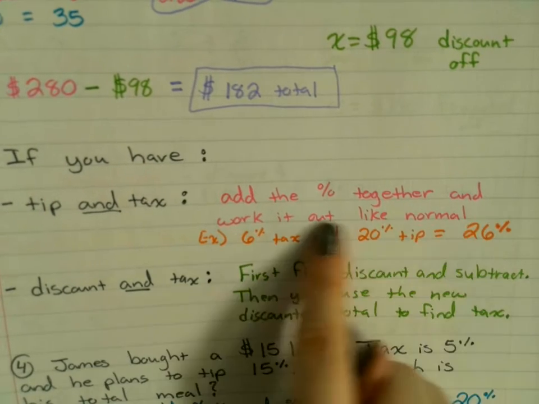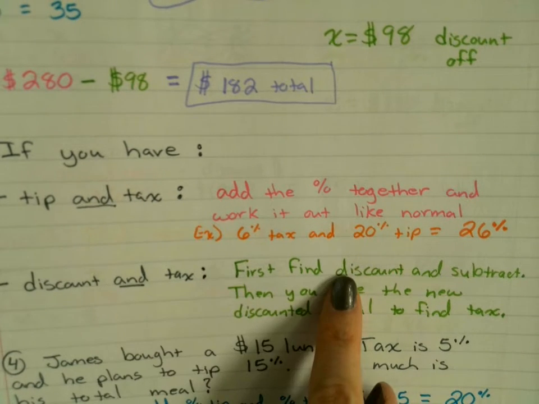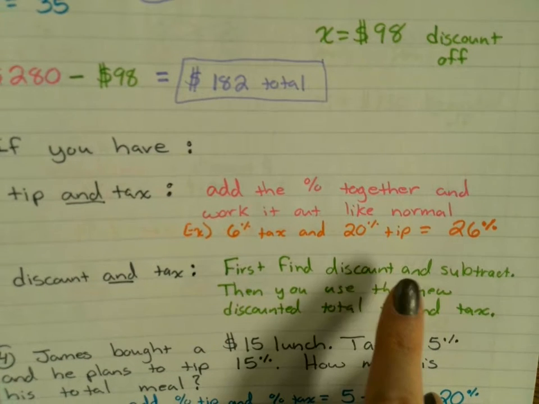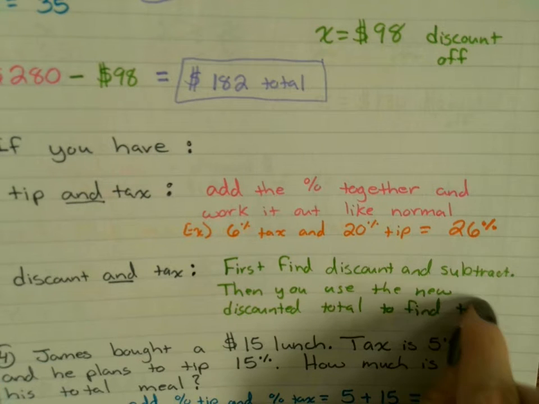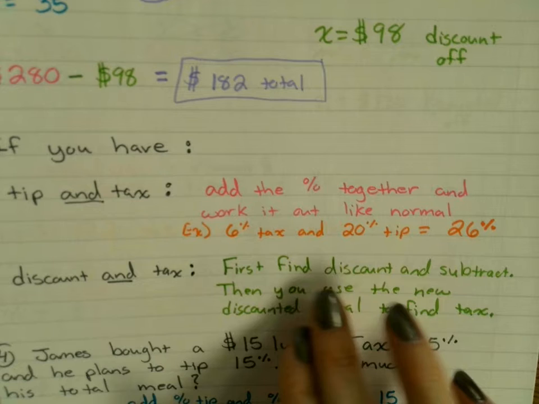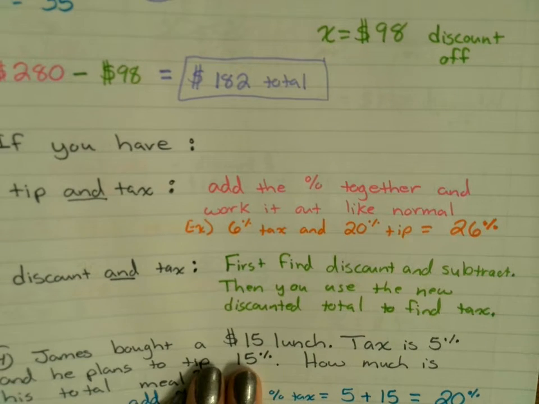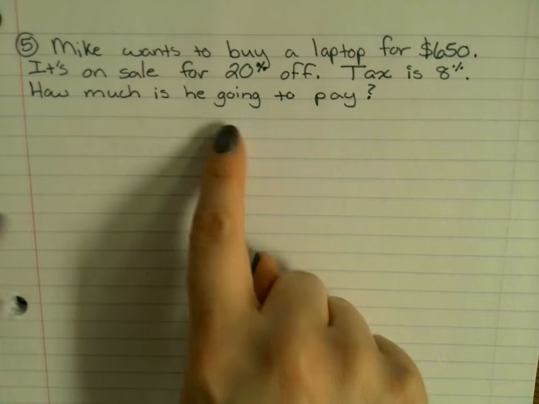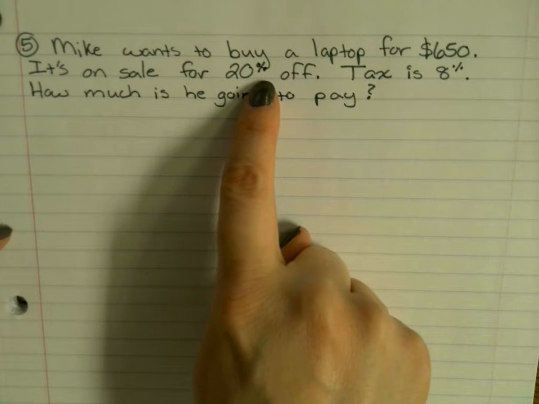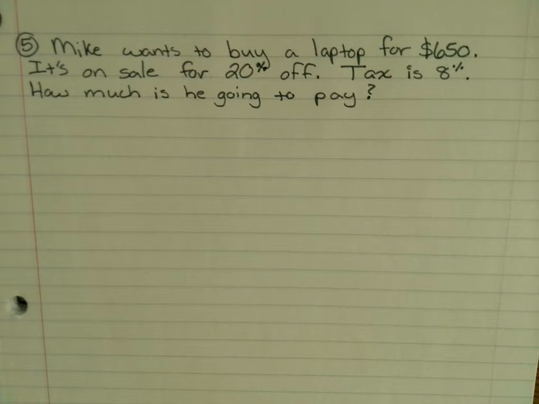But if we have a discount and tax, then you have to find the discount first and subtract that amount from your total, then use that new total to find your tax, and then add the tax on to that, okay? So here, we're dealing with a discount because it's on sale, and we're dealing with tax. So that means that we've got multiple steps that we're going to have to work through for this problem.